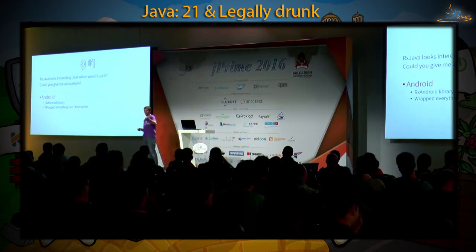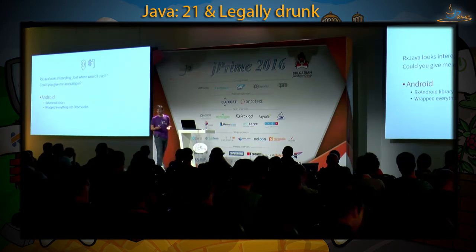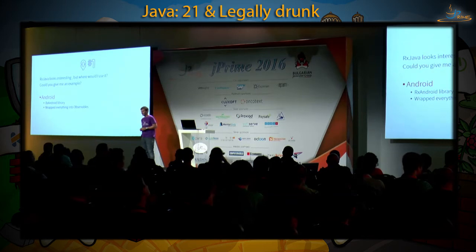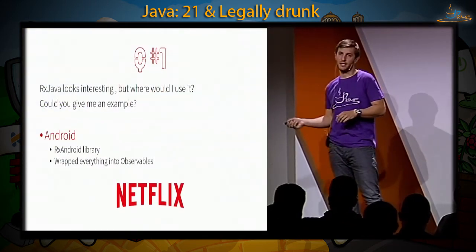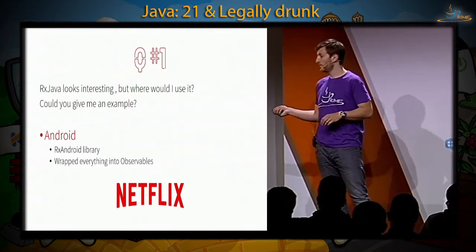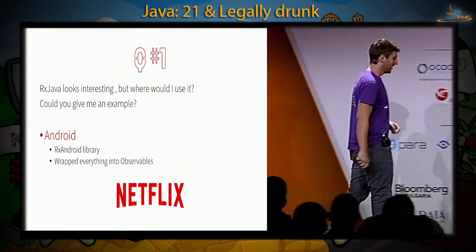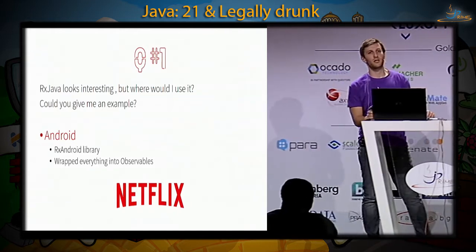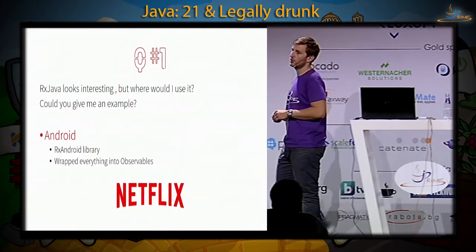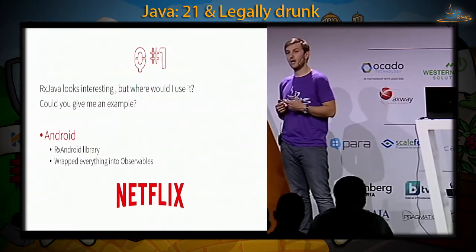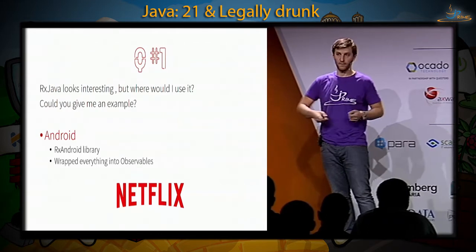But as most of us know here, Android is not really Java. I mean, it is Java, but it's not Java, right? It's something. Okay, so the one truly Java example would be Netflix, of course. Hopefully they won't sue me for taking their logo here. Actually, the guys at Netflix were the first ones to implement RxJava. So the first version of RxJava is Netflix's version.